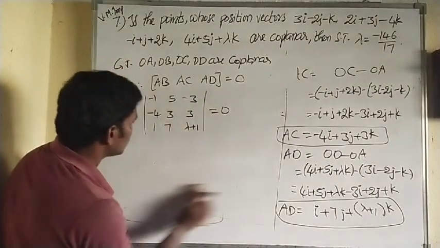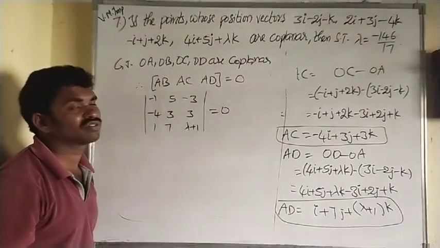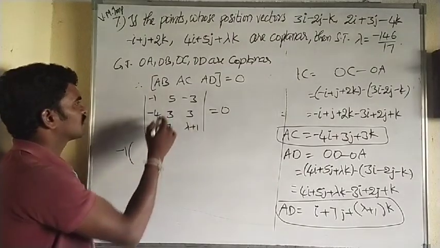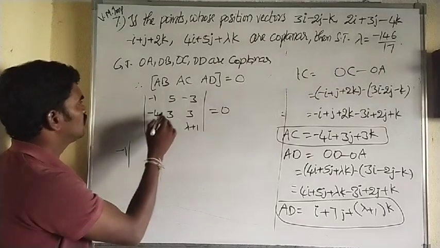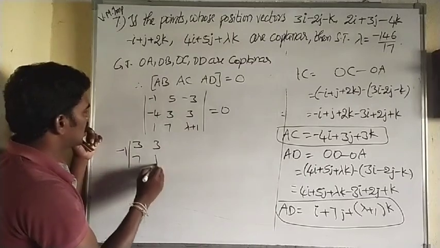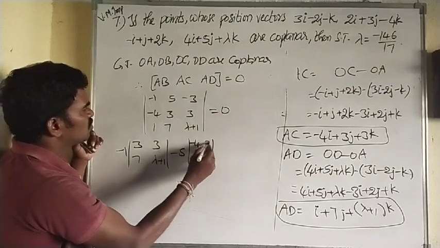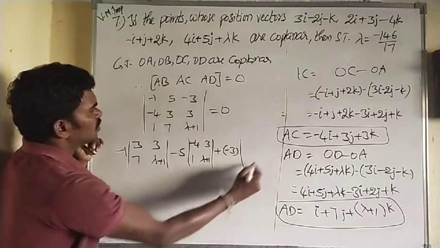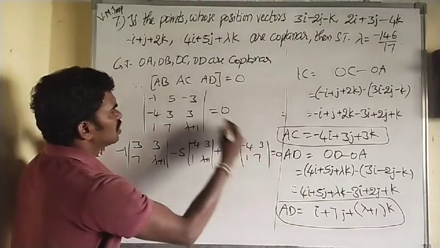Then simplify this, we can get the lambda value, minus 140 by 17. How can we do it? Minus 1 into cross multiplication. I am writing one more step also. Minus 1 into, closing minus 1's column and row, we get 3, 3, 7, lambda plus 1, minus 5 into the remaining letters minus 4, 3, 1, lambda plus 1, plus minus 3 into the remaining minus 4, 3, 1, 7, is equal to 0.